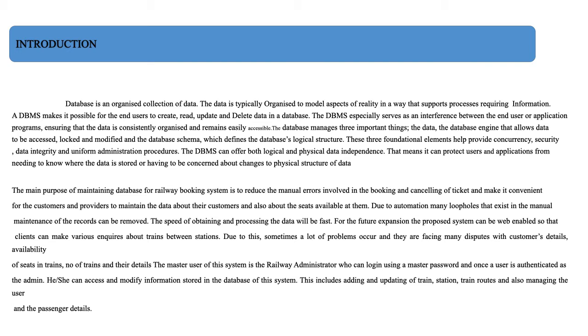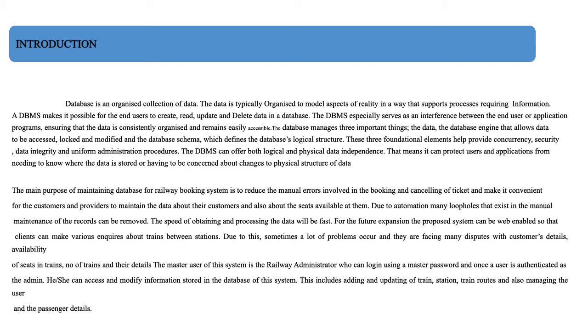The database manages three important things: the data, the database engine that allows data to be accessed, logged, and modified, and the database schema, which defines the database's logical structure. These three foundational elements help provide concurrency, security, data integrity, and uniform administration procedures. The DBMS can offer both logical and physical data independence. That means it can protect users and applications from needing to know where the data is stored or having to be concerned about changes to the physical structure of the data.